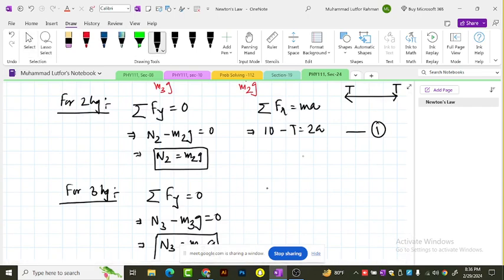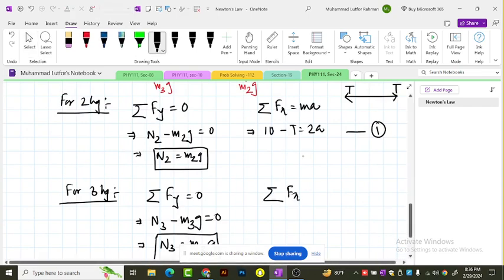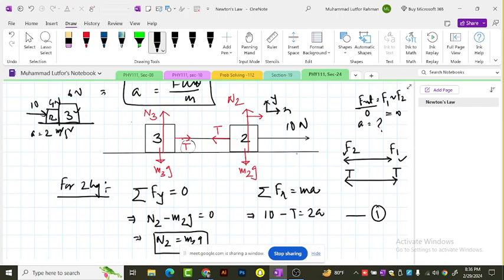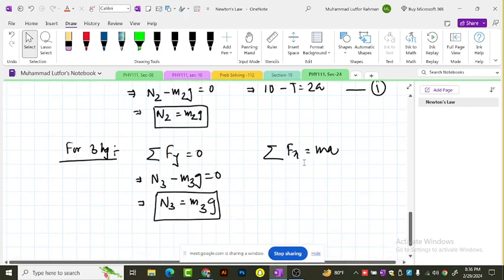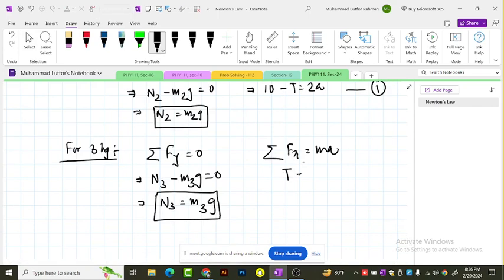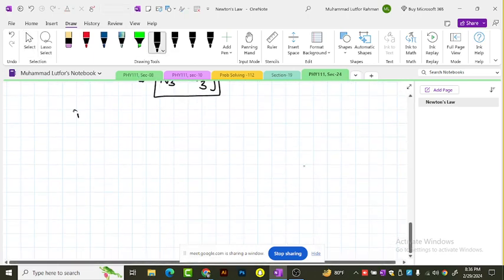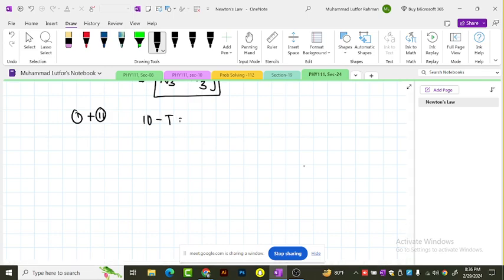And along the x direction, it should be ma. If you look at this free body diagram, along the x direction I have only one force, which is the T over here, right? So I'm supposed to write T equals 3a. Let's say this is equation number 2. I'm going to add these two equations, 1 and 2. One is 10 minus T equals 2a, another is T equals 3a. If you add, this T will be cancelled out.